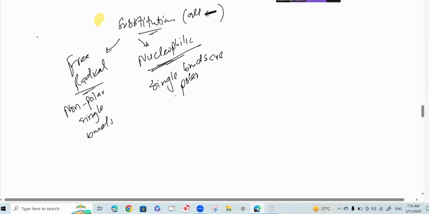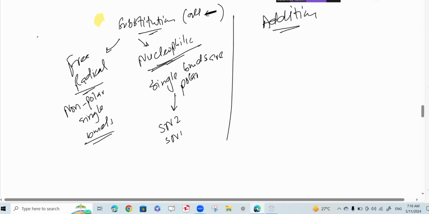You know, it has a mechanism and it has two types, SN1 and SN2. I have explained that. The next is the addition reaction. So you must know that the addition reaction is due to the presence of a pi bond. You know that a pi bond is not directly found. First is single and then second is pi. It can be carbon to carbon.